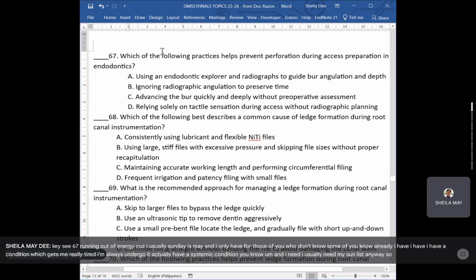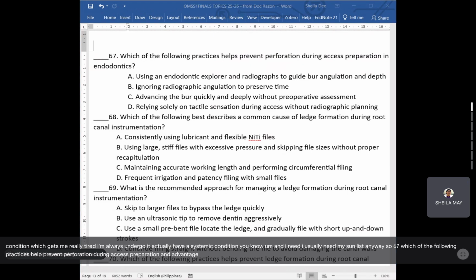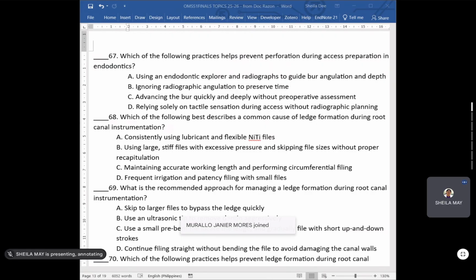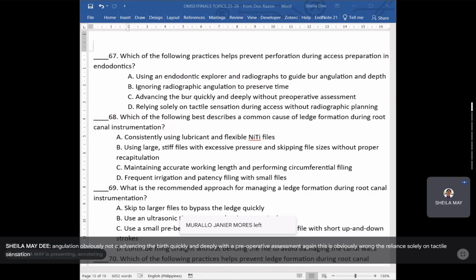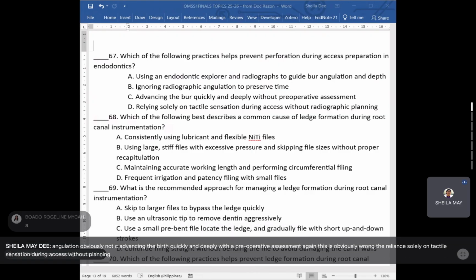Number 67. Which of the following practices help prevent perforation during access preparation in endodontics? Letter A, using endodontic explorer and radiographs to guide burr angulation and depth. B, ignoring radiographic angulation, obviously not. C, advancing the burr quickly and deeply without preoperative assessment. Again, this is obviously wrong. D, relying solely on tactile sensation during access without radiographic planning. So the answer here is very obvious.